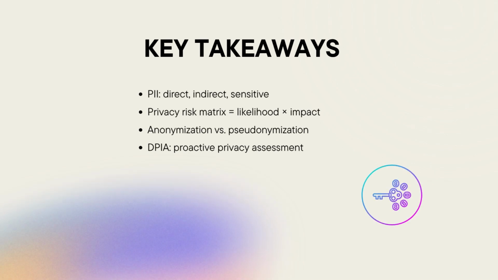So to summarize, we explored how PII is categorized into direct, indirect, and sensitive forms. We saw how the privacy risk matrix balances likelihood and impact, and how anonymization and pseudonymization reduce but never remove privacy risks. Finally, we looked at DPIAs as proactive tools for embedding privacy into design. Privacy is not just compliance, it is the foundation of trust.